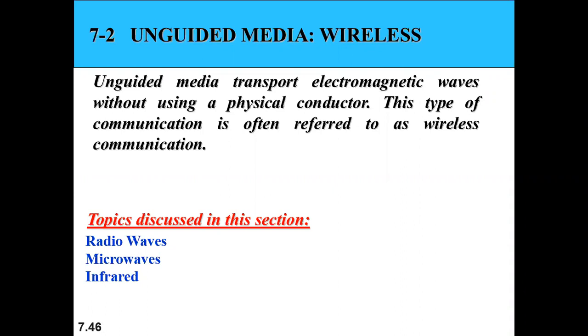So, unguided media are basically a form of medium that transport the electromagnetic waves without using a physical conductor. So previously, we were looking at technologies that were wired, right? But unguided medium are mediums that are not wired. So they are also referred to as wireless communication.